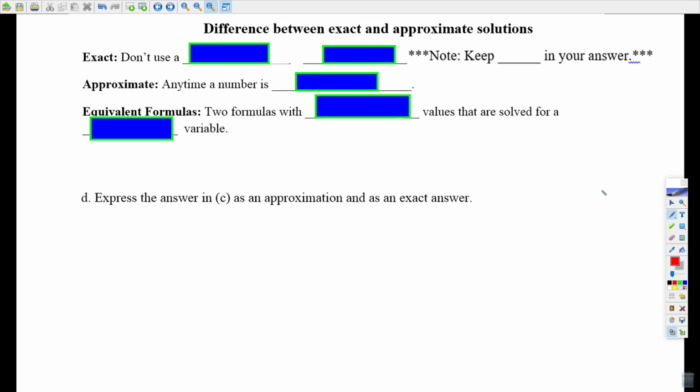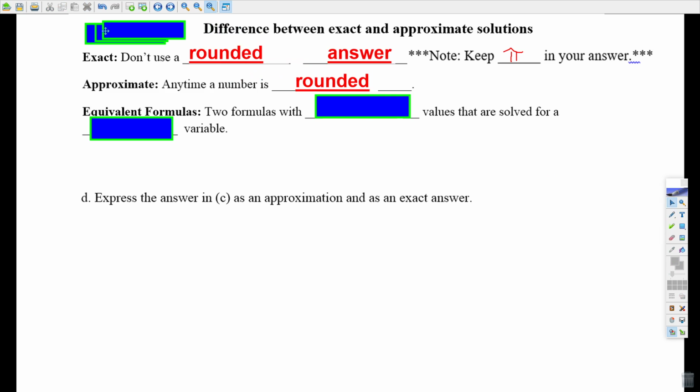So the difference between exact and approximate solutions. This is kind of where we're going to apply the whole pi thing that we talked about when we changed it to 3.14. Exact answers don't use a rounded answer. So usually when you see pi, you keep that in your answer. That's exactly where it says note. We're going to keep pi in your answer. Approximate is when you actually do have to round something. So anytime a number is actually rounded, it's called approximate.